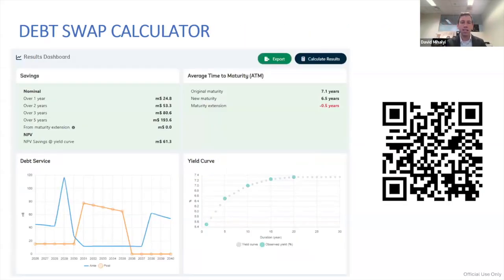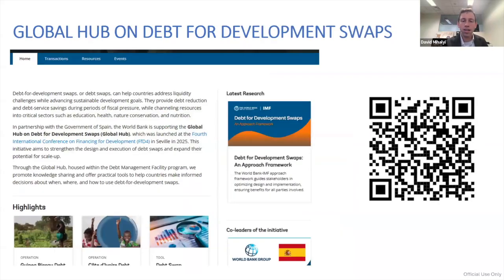And the second tool that I wanted to point to is relatively new. We launched this at the annuals in the fall. It is the global hub on debt for development swaps that we committed in Seville, and together with the Spanish government, it's meant to be a public good repository of knowledge and information on debt swap transactions. So you'll see all the Spanish transactions there listed already. We're going to add other debt swaps by other partners.